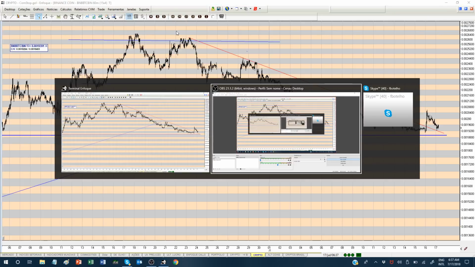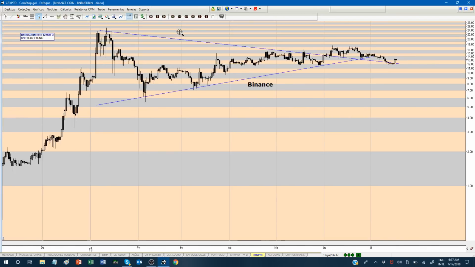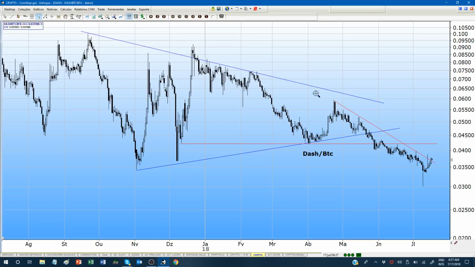Okay, so next. Next is Dash. Dash is testing its resistance line, but we broke this big triangle here, so it's probably going further down.